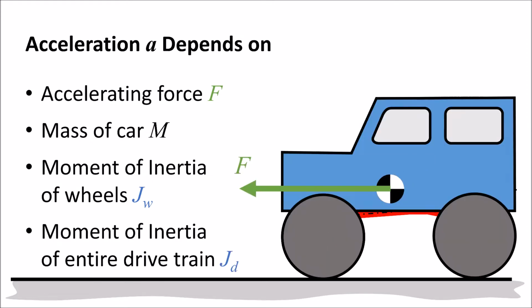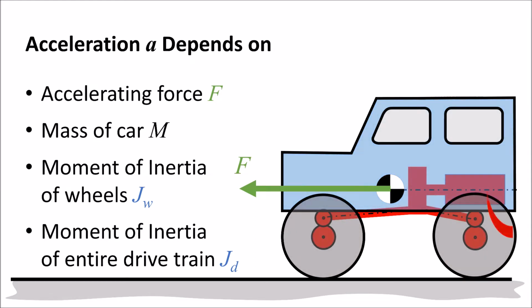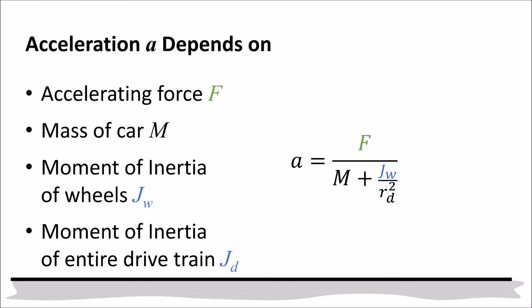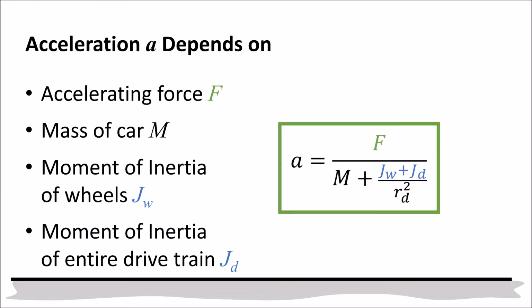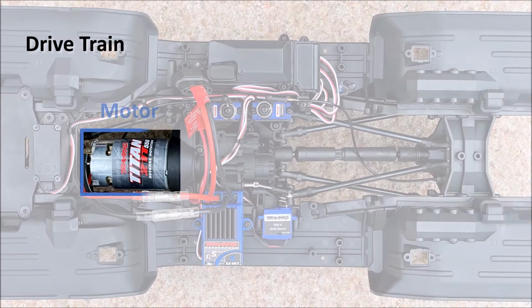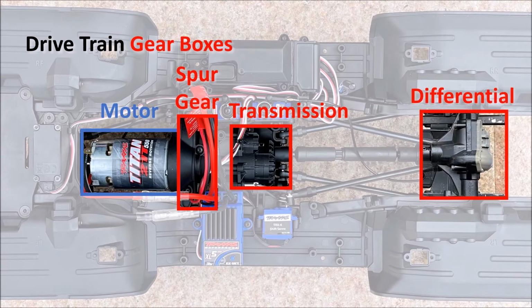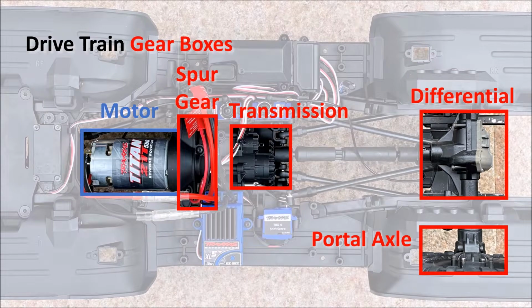And the acceleration depends on the moment of inertia of all the gears, shafts, axles, and other rotating parts of the drivetrain. Let's take a closer look into the drivetrain of a Traxxas TRX-4 chassis and determine its overall gear ratio.